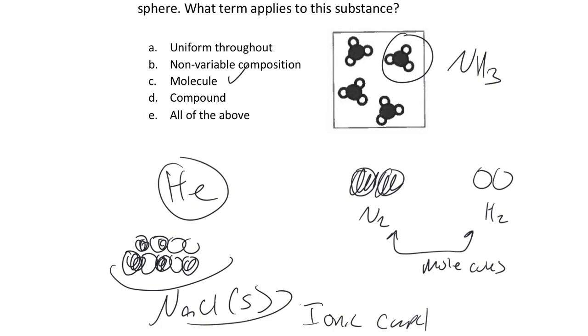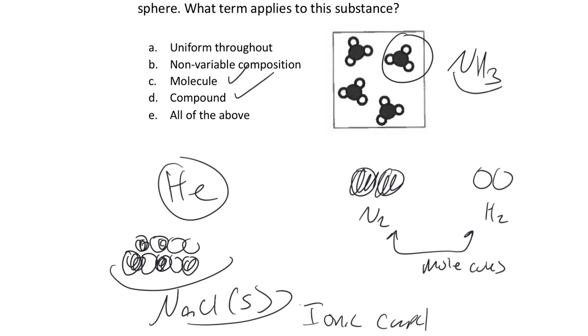But so what else can we call NH3? Of course, it's a compound. If we have 2 or more elements, then it also would be a compound. So NH3 is also a compound. So molecule would apply, compound would apply. We could call that a molecular compound.